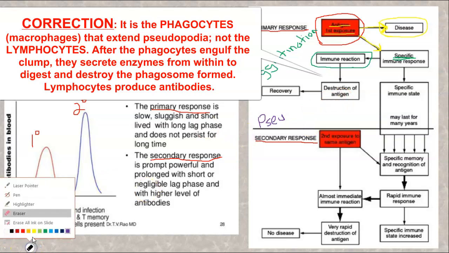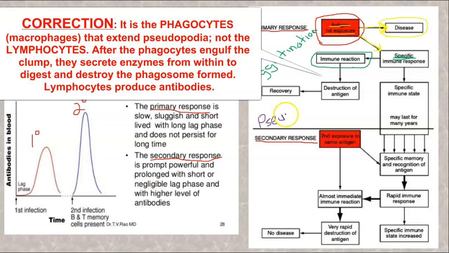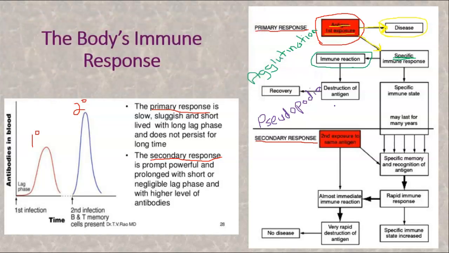Pseudopodia: pseudo means fake, podia means feet. So they feed by extending pseudopodia around the clump, and then after the clump is completely surrounded, these macrophages would secrete enzymes from vacuoles on the inside to destroy the pathogen within its membrane. Okay, good. So this is the immune reaction.